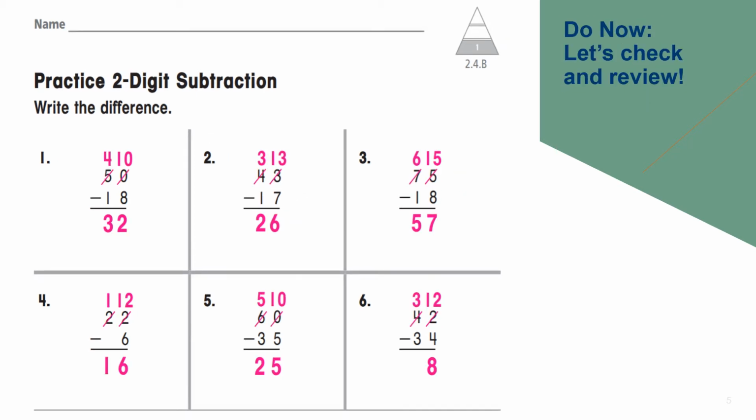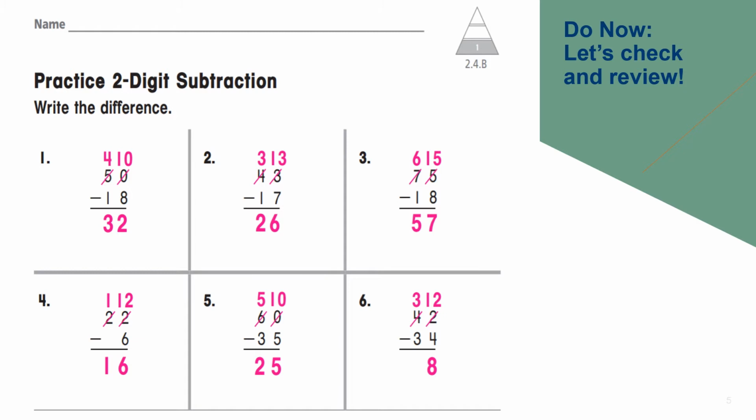Do now. Let's check and review. Practice two-digit subtraction. Write the difference. So we're going to look over the work that you did on your own and compare your answers to make sure you got them right. If you did not get it right, just correct it as we go.